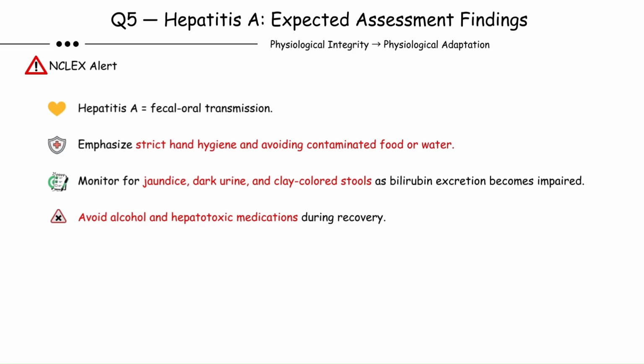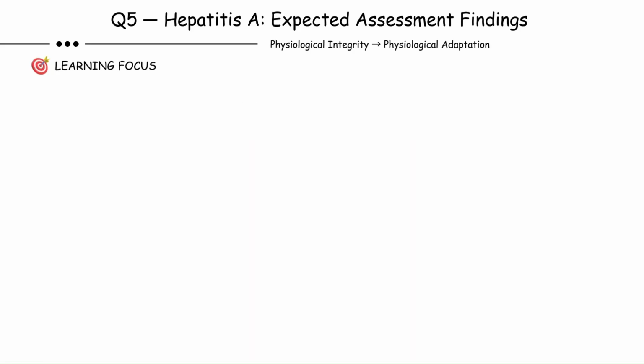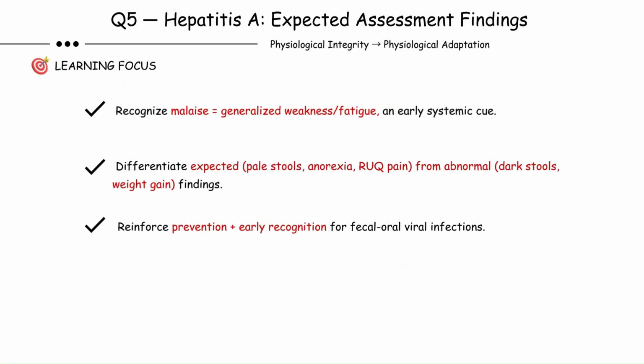And here's the key takeaway from this question. When a hepatitis A client reports profound tiredness, low appetite, or a general sense of not feeling well, recognize that as malaise, an expected, early sign of viral hepatitis. It helps you differentiate normal disease progression from dangerous complications. Understanding these subtle cues strengthens your clinical judgment and helps you answer similar questions on the NCLEX with confidence. Let's move on to the next question.